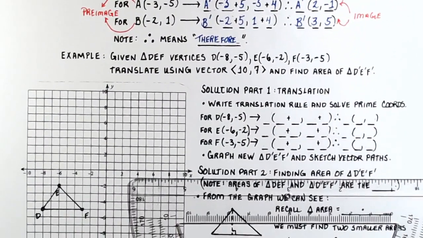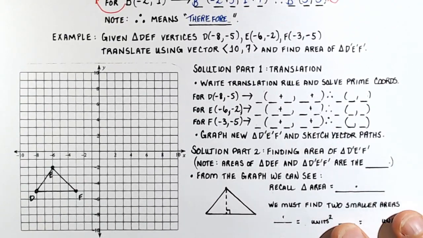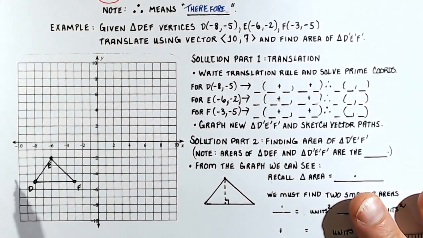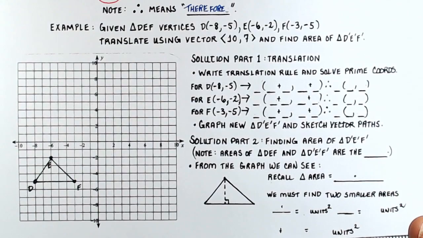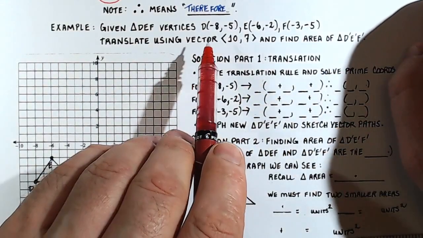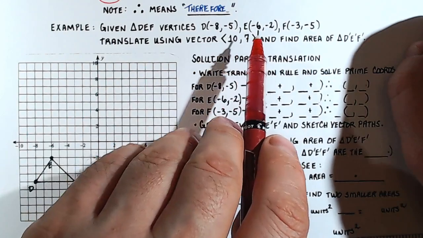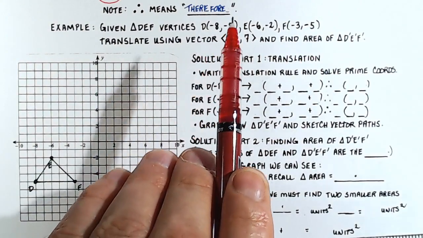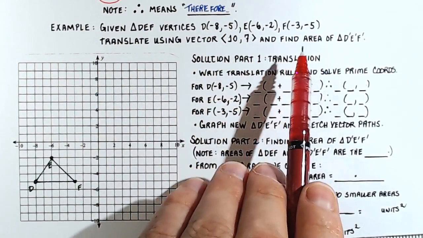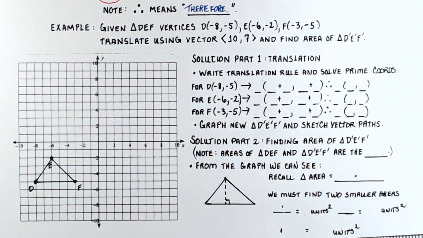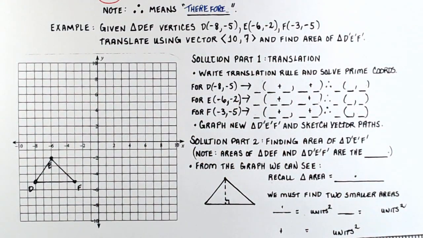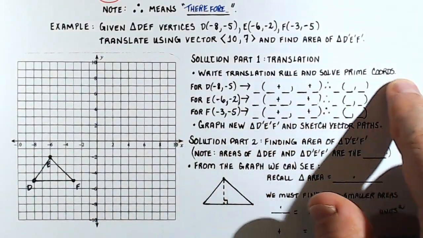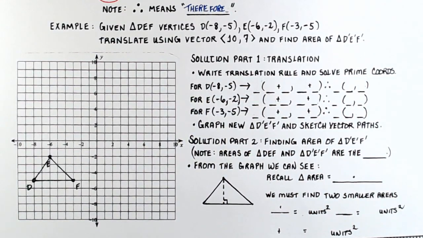Let's work another example. This one has a picture. Pictures are helpful. Given triangle DEF, that's the one plotted right here, with vertices D at -8, -5, E at -6, -2, and F at -3, -5. Translate using vector 10, 7, and then find the area of triangle D prime, E prime, F prime. We'll worry about the area in a second. First thing we're going to do is write a translation rule and solve for the prime coordinates. Now you know what that meant.